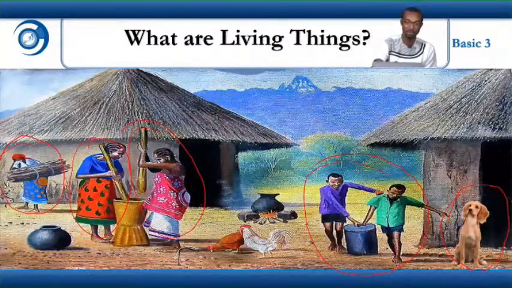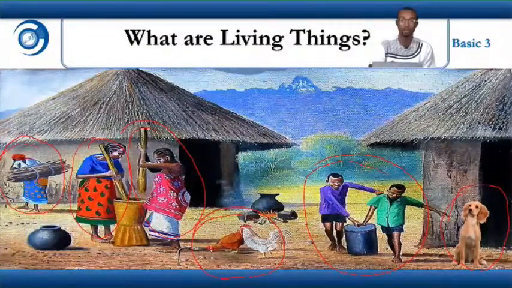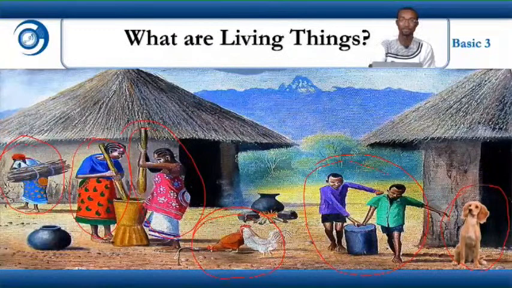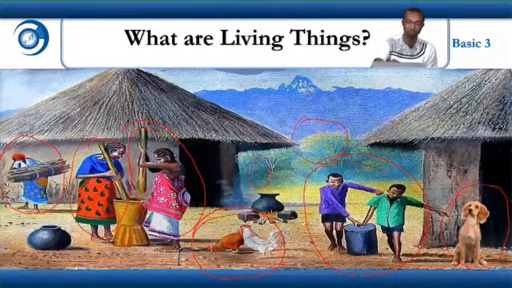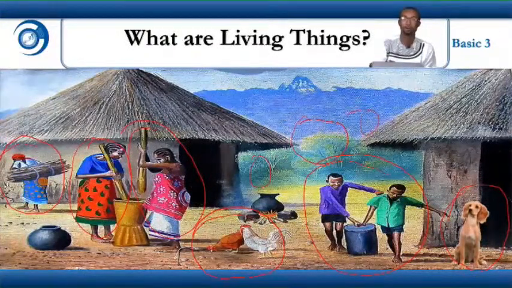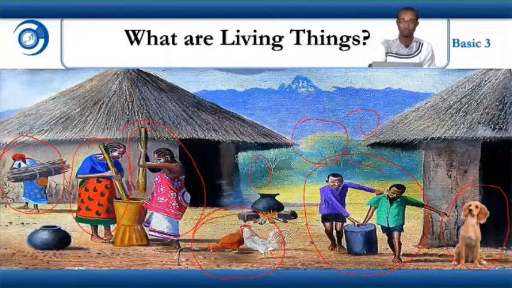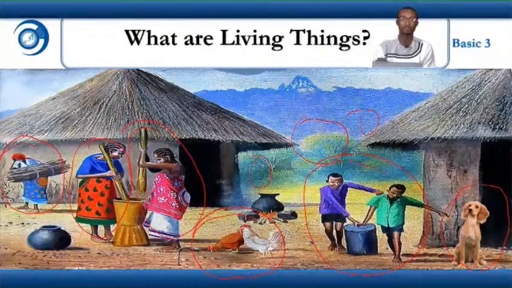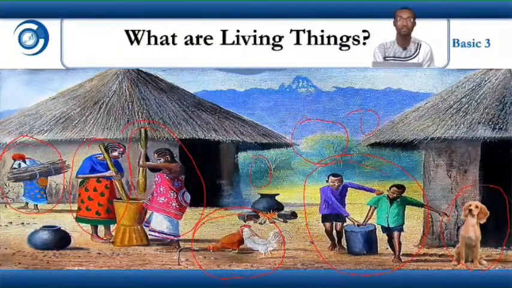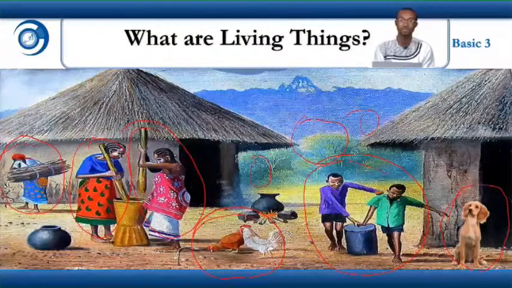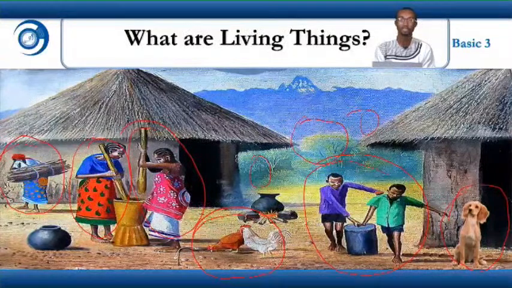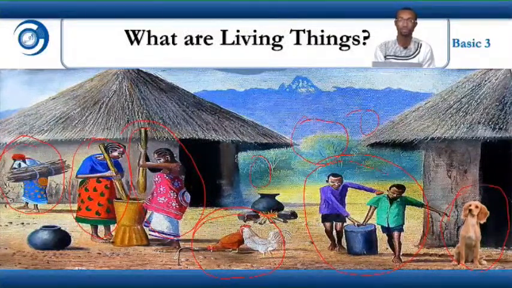We can see fowls here. They are also part of living things. And if you look at the back of the building, we can find trees here. They are also part of living things. So today we are going to look at the life processes of these living things. What these living things go through in their life. That is what we are going to look at.